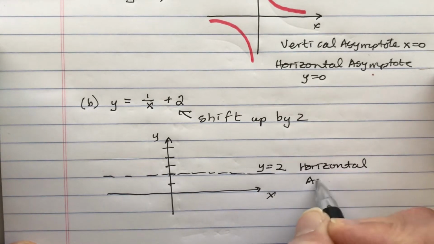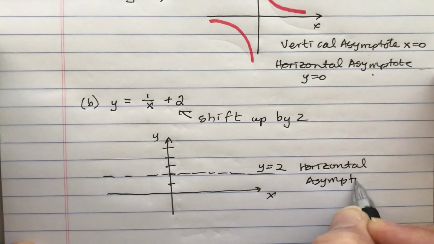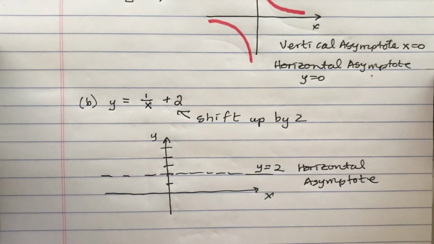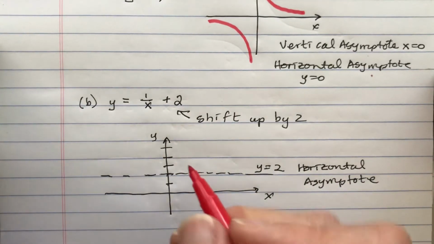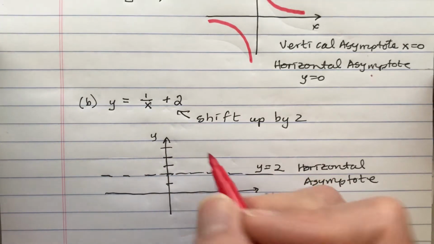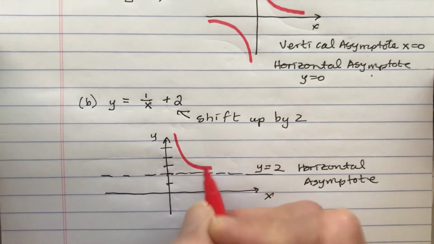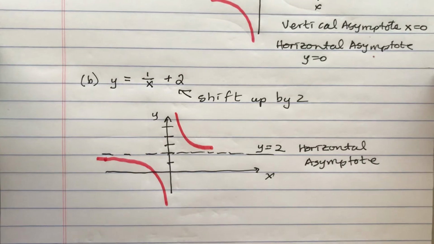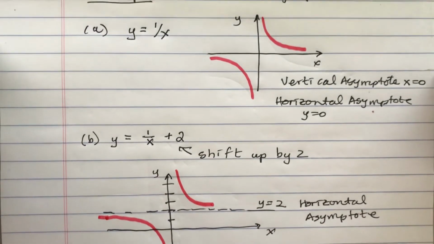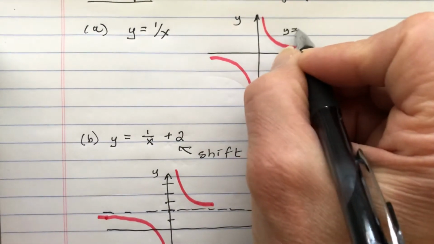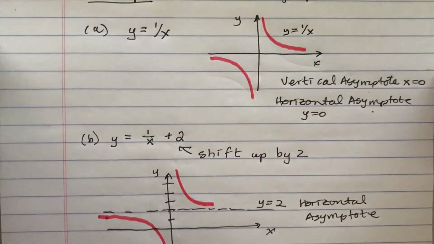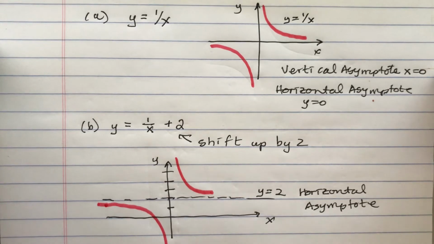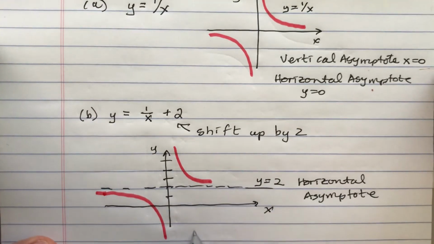The horizontal and the vertical asymptotes are what we're focusing on when we sketch these types of functions, which are rational functions. Okay, so we've shifted that up by 2. Let me see if I can get them both on the same screen. I have y equals 1 over x over here. I add 2, and it shifts it up by 2. All right, now this is the thing that I want to point out.